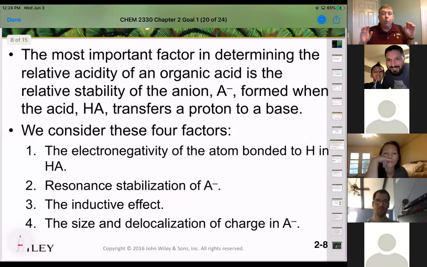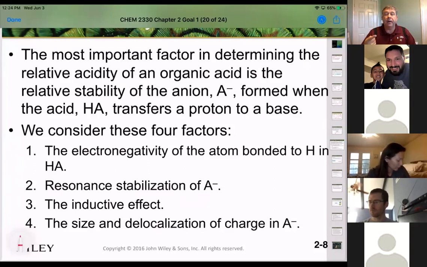All right. So when we're considering the relative acidity of these organic acids, we want to consider four factors, okay? And these are kind of in decreasing order of importance, okay? So the electronegativity of the atom bonded to the hydrogen in the acid is number one. That's going to be a major contributing factor, okay? The second thing is going to be resonance stabilization.